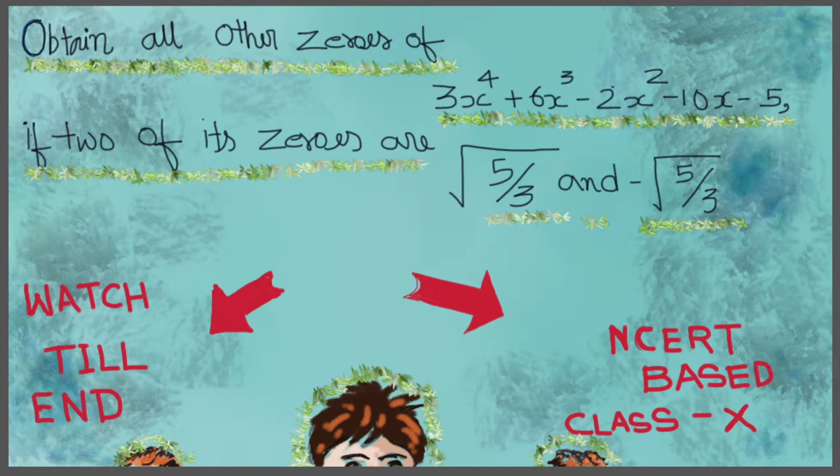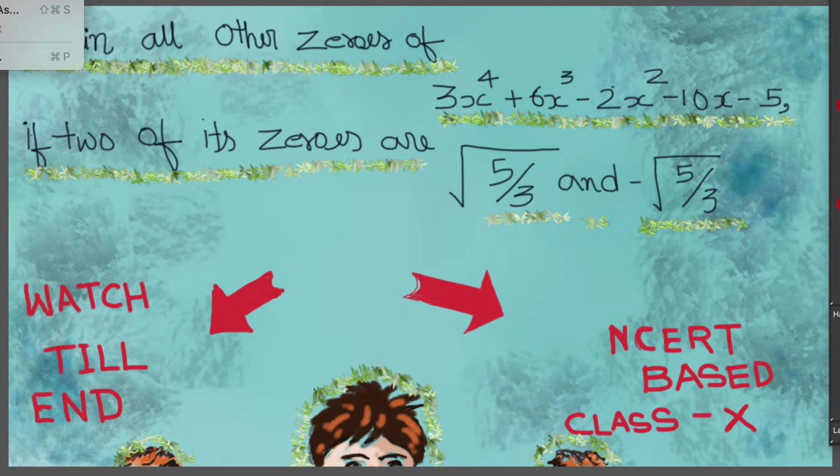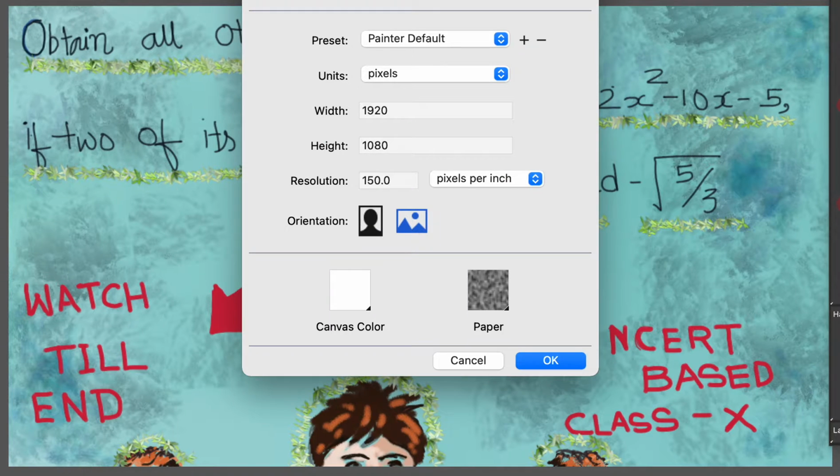Students, today I am going to do a question from the polynomial chapter of the NCERT textbook, class 10th. The question is: obtain all the zeros of the given polynomial if two of its zeros are given. Now I am going to solve this problem. This type of problem is very important from the examination point of view. So I am doing the solution part now.